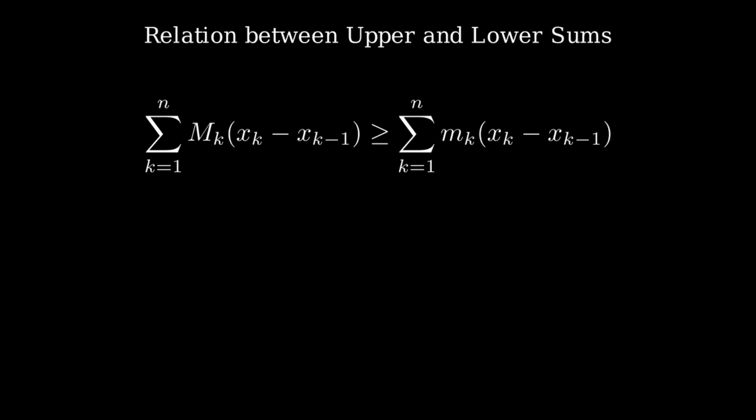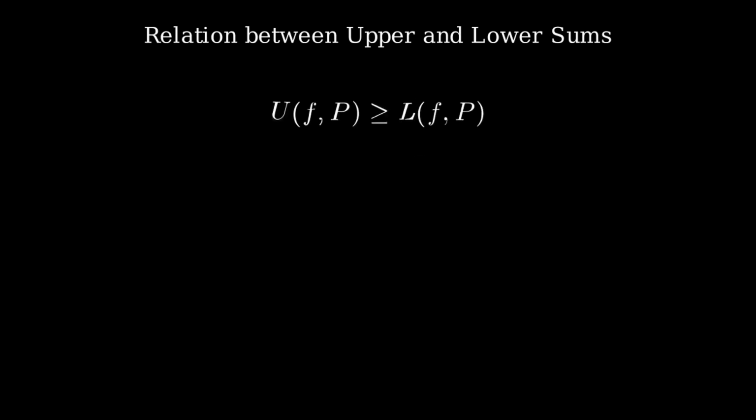This can just be rewritten as the fact that the upper sum of f with respect to a partition P is greater than or equal to the lower sum of f with respect to the same partition P. Furthermore, we know that the upper sum must be greater than or equal to the area of the curve.